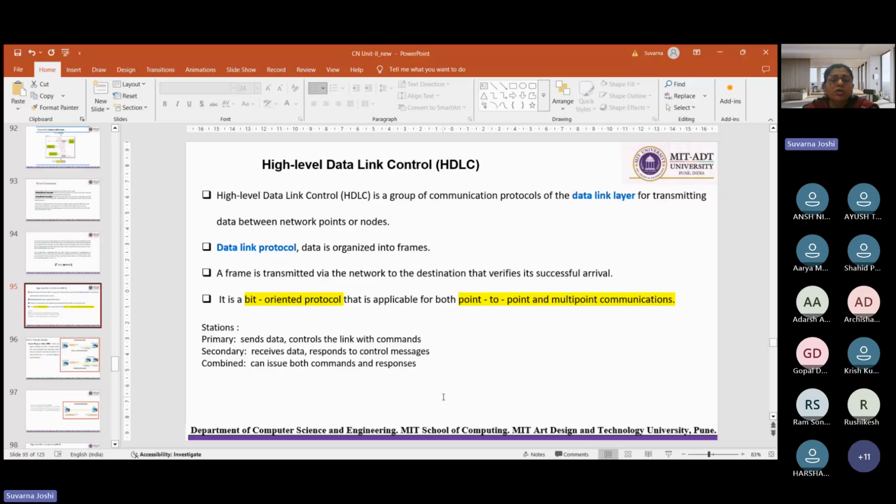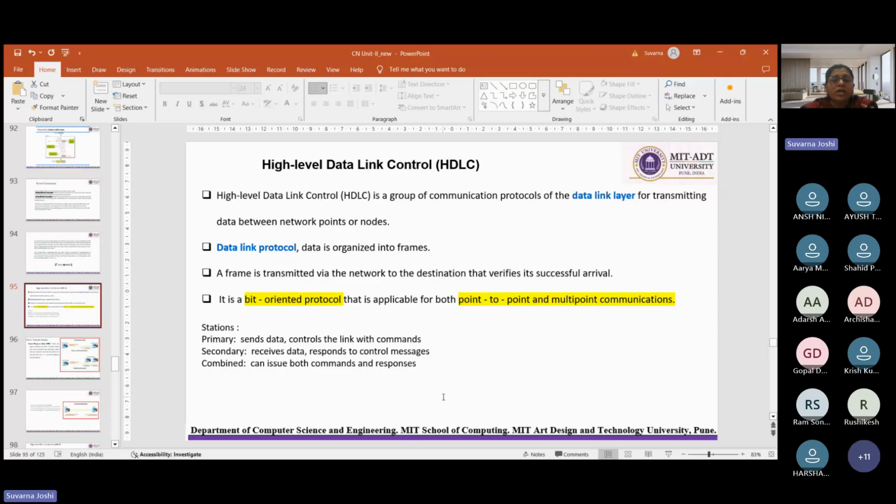In this HDLC we can have three types of stations. First, primary stations, which are going to send the data, and they can control the link with the commands. Link means the connection between one node and another node: node A to node B, node B to node C, node C to node D. These connections are called links. So primary stations are responsible for sending data as well as controlling the link with the help of commands.